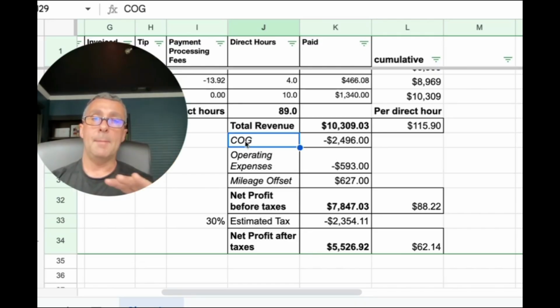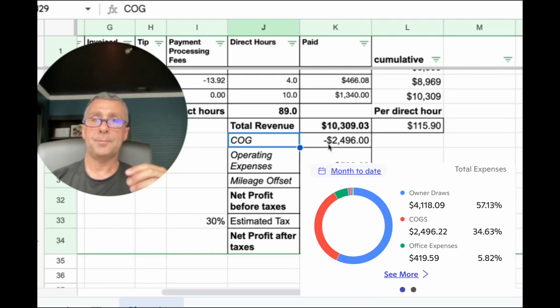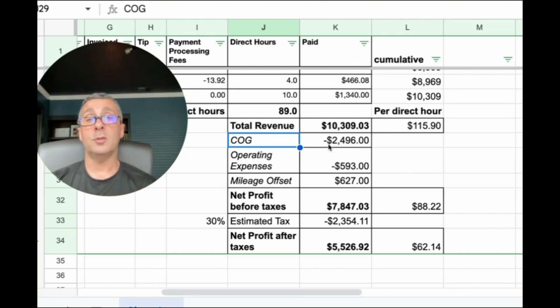Again, I mentioned in a perfect world I would do this at the job level, but in reality, I might be buying three jobs' worth of supplies at the same time. So the way that I get this cost of goods sold number, I just go to my Novo bank account. I see how much money I spent on supplies in this particular month that I categorize as cost of goods sold. In this particular case, it was about $2,400. It's not perfect, because I might have bought some stuff the month before or a month after, but at the end of the day, it's close enough. So I subtract that out. Right now, I'm down to 7,000 something.